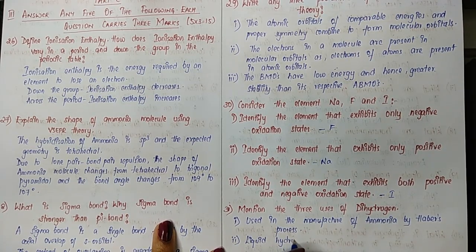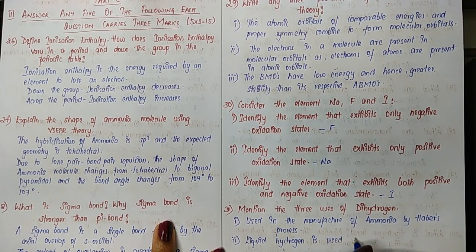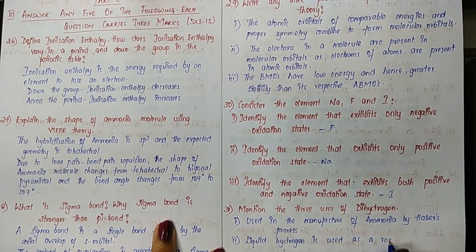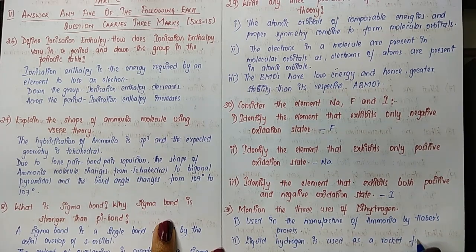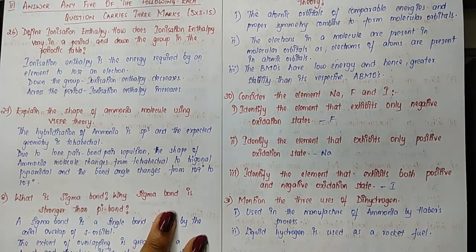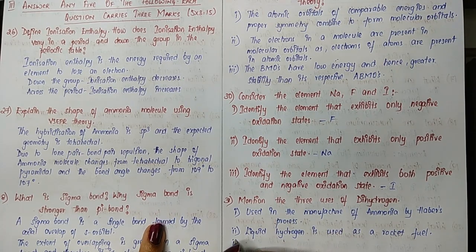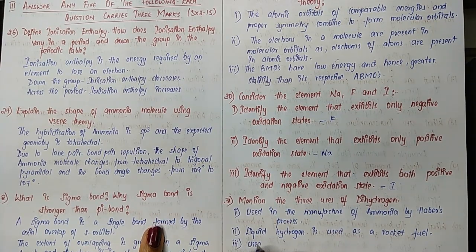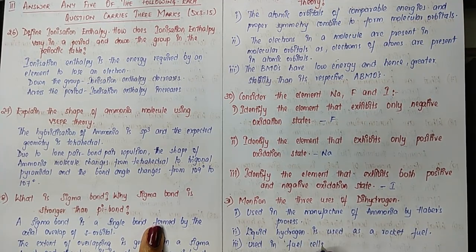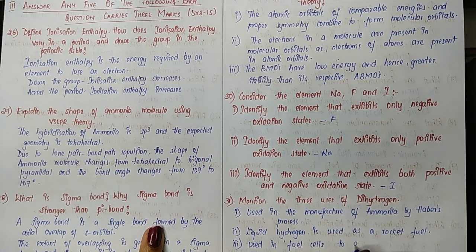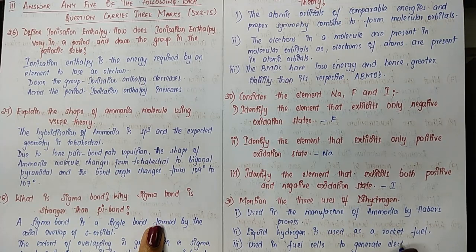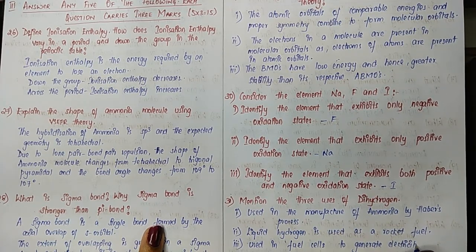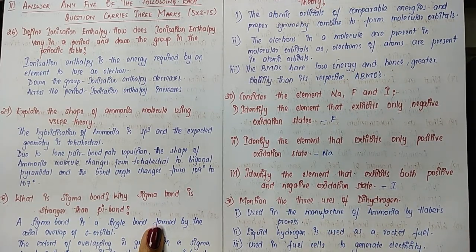Second one is liquid hydrogen is used as a rocket fuel. And the third one is, used in fuel cells to generate electricity. So 3 uses for 3 marks.